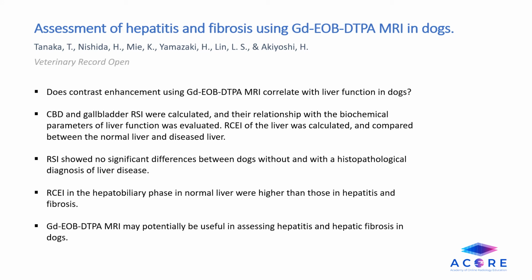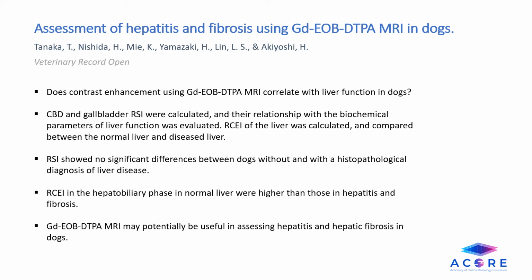Our last study is a basic science study titled Assessment of Hepatitis and Fibrosis using DTPA MRI in dogs. In this study, the authors measured the relative signal intensity of the common bile duct and gallbladder and evaluated the relationship with the biochemical parameters of liver function. They also measured the relative contrast enhancement indices of the liver, and differences were measured between normal and diseased liver.